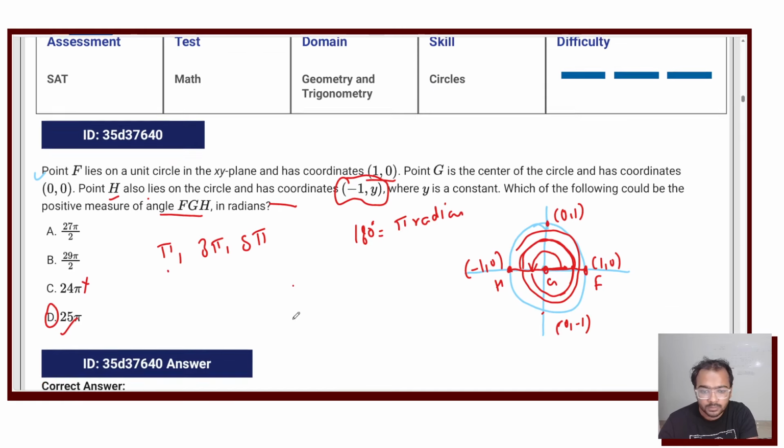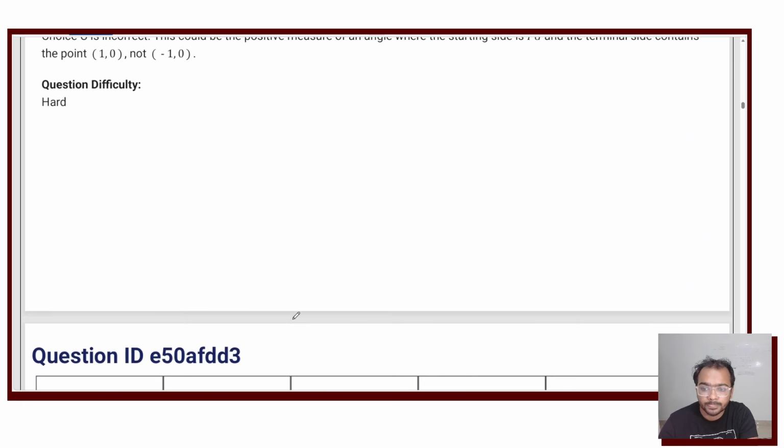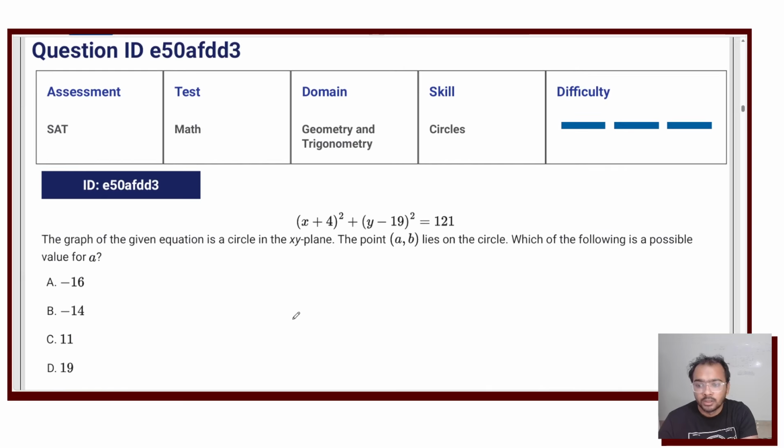Okay, so this is done. Let's move to the next. Okay, so we are given this equation of a circle. The graph of the given equation of the circle, we already know just by looking at it, we can figure it out. The point A, B will be lying on the circle.